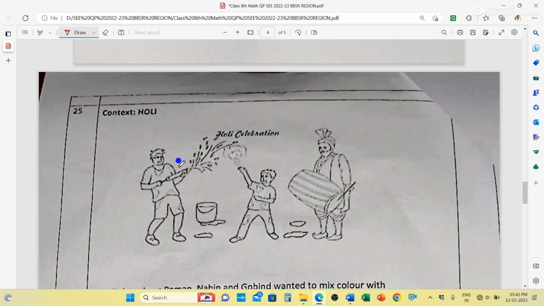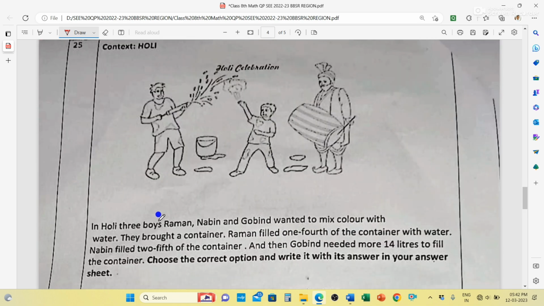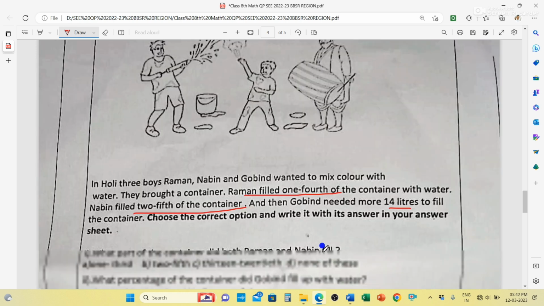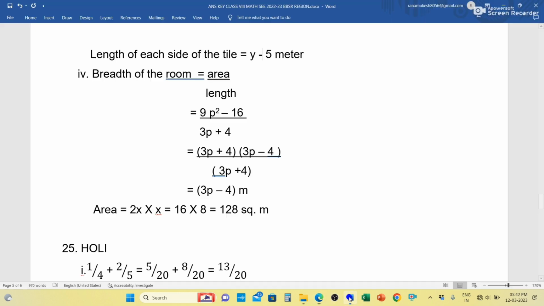Now we will come to Holi. Holi celebration. In Holi, 3 boys Raman, Navin and Gobind wanted to mix color with water. They bought a container. Raman filled 1/4 of the container with water. Navin filled 2/5 of the container. And then Gobind needed 14 more liters to fill the container. Now, what part of the container did both Raman and Navin fill?